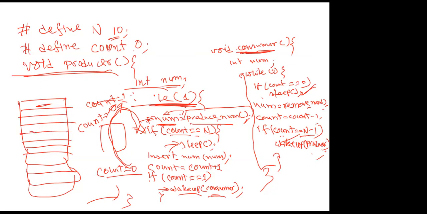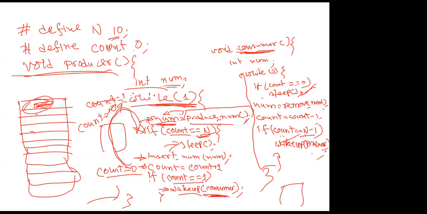Now let's check this again. Your operating system schedules the producer function. What will it do? It will produce a number. Then it checks whether count equals n. No, count is now 0, so it will not go into sleep mode. It will insert a number into the buffer and then increase the count value from 0 to 1. If it is 1, then it will wake up the consumer function as well.